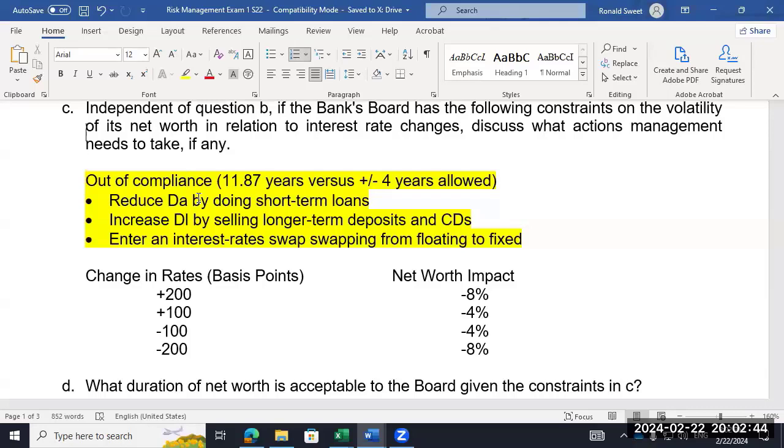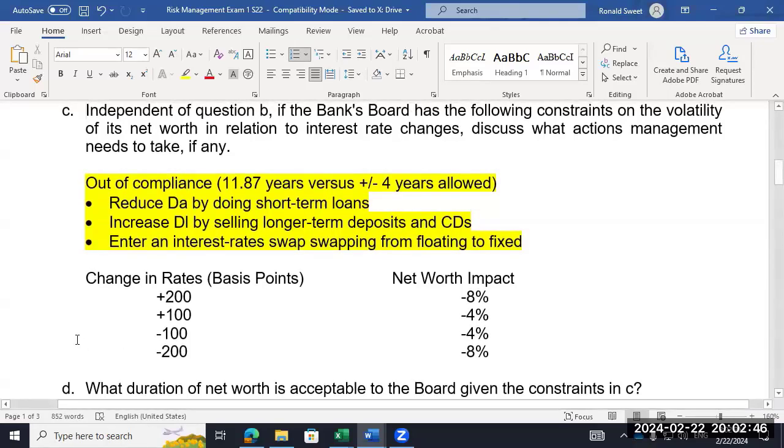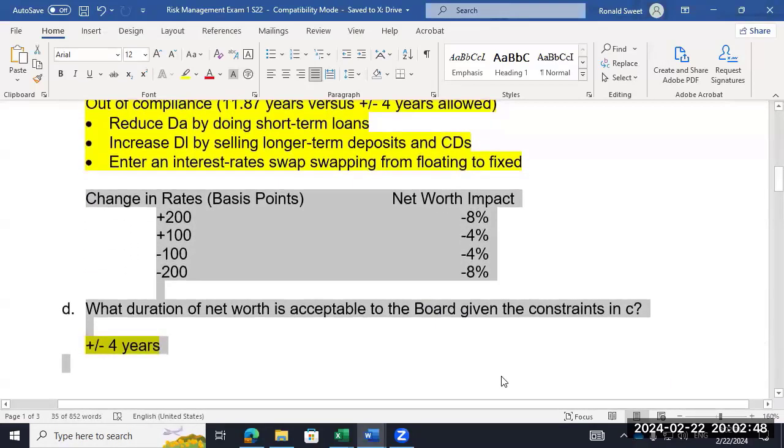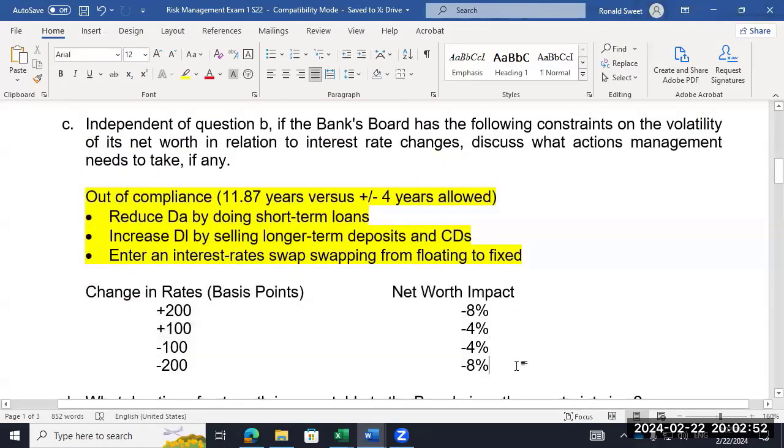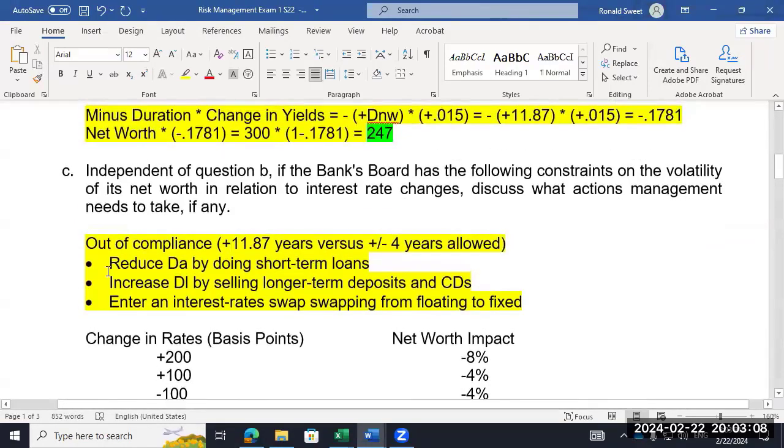All right. So independent of question, if the board has the following constraints, are they in compliance? You could put the numbers all the way down here if you wanted, 11 minus 11.87, plus 11.87, you could do that, but you can just tell 4 years, -4 years is what you're after. You're at positive 11.87. You're obviously out of compliance. Any questions on letter C?